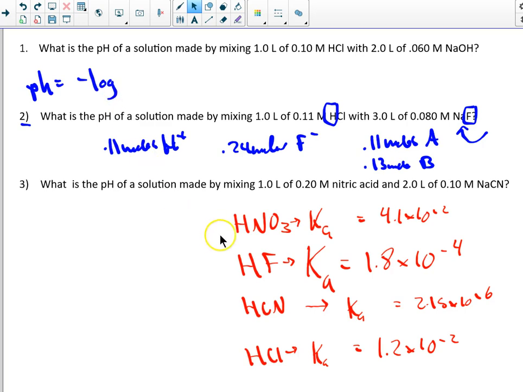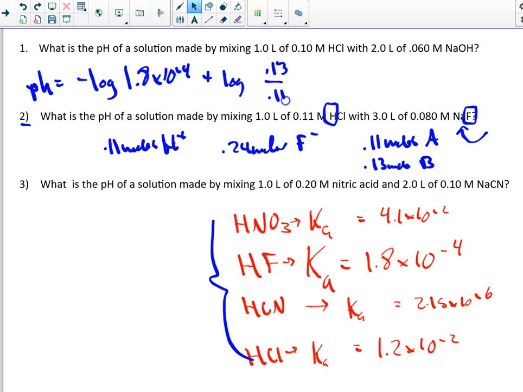You're all welcome. So which one of these do I use? HF, good. Times 10 to the negative 4, plus the log of B, which is 0.13, over A, which is 0.11. And what do we end up with? 3.8, 3.81, great. Okay, we all right with that?